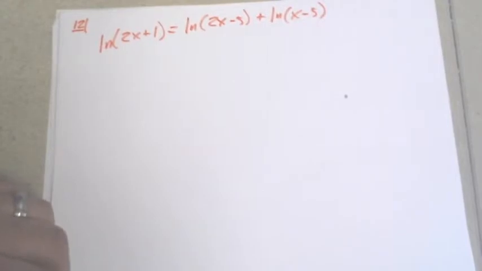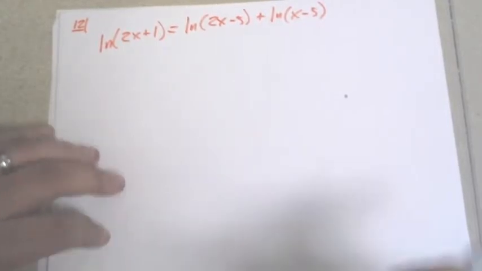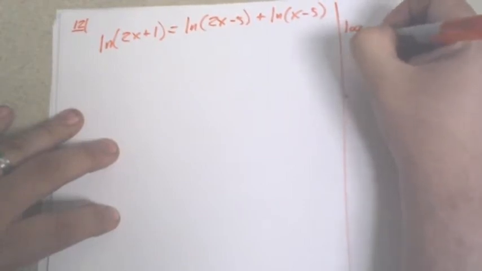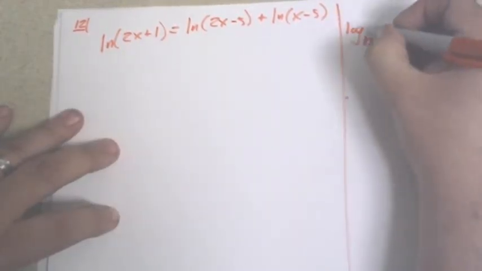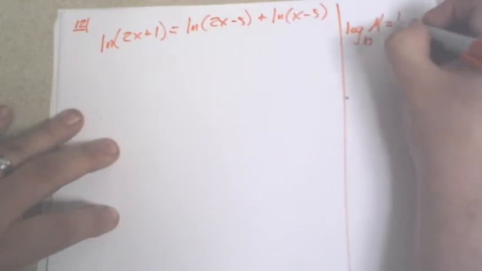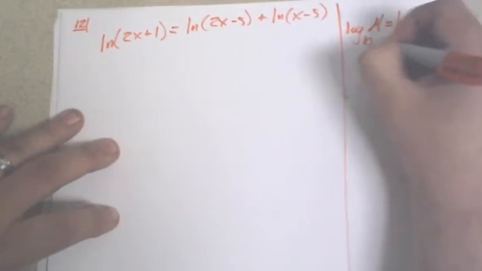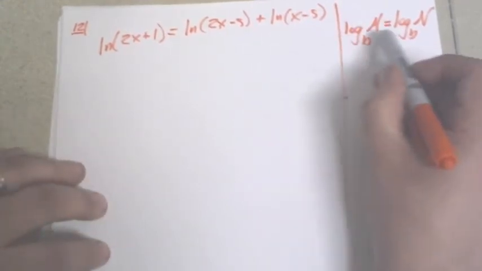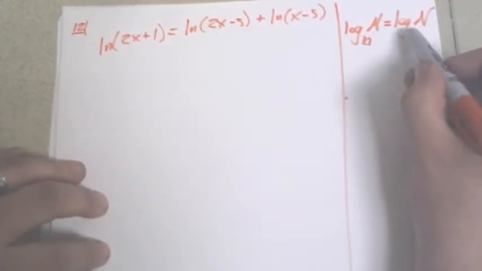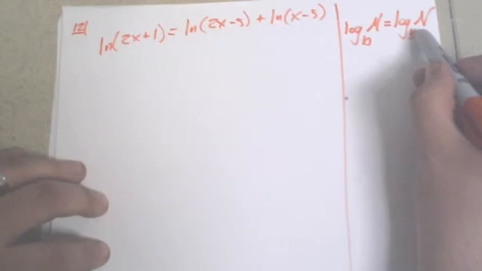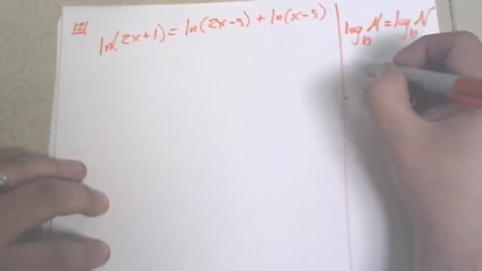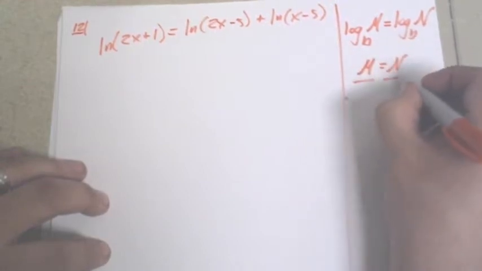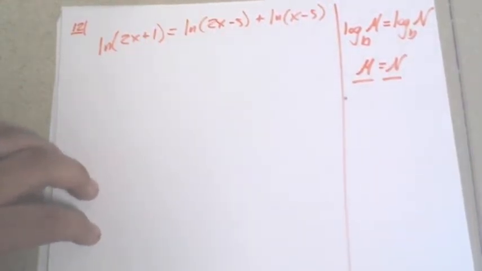A fair number of tools for logarithms that work as long as we have the log, whatever base it is, so the natural log is fine, of one thing being equal to log with the same base of something else. As long as you have a single logarithm equal to another logarithm where the bases match, you can solve by simply setting the arguments equal to each other. It's called the one-to-one property.